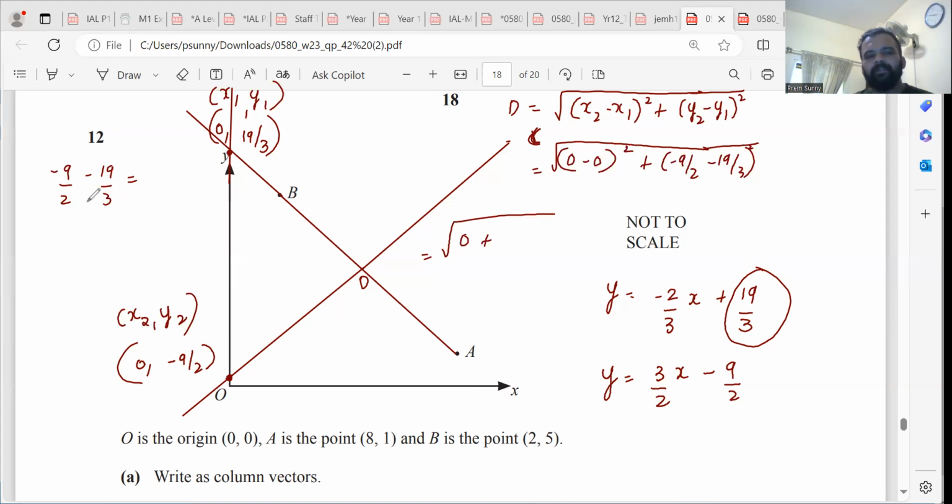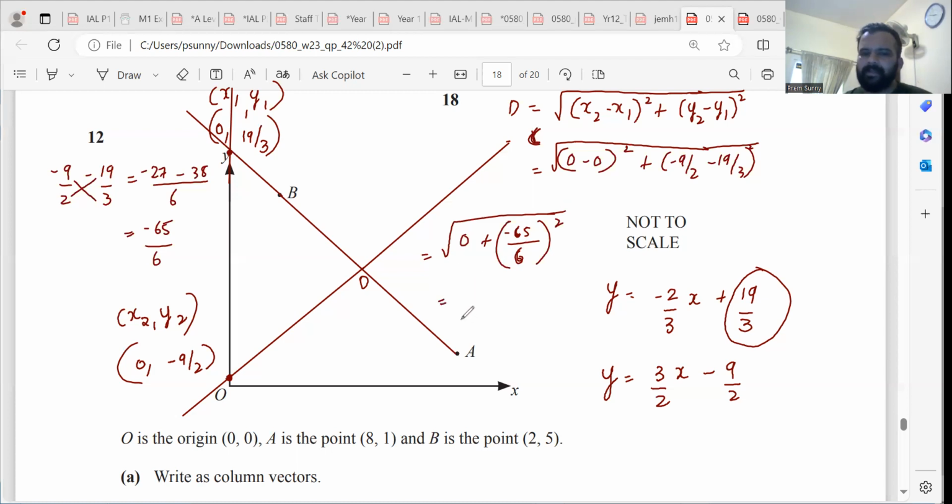To get the denominator, we multiply both the denominators. 2 into 3 is 6. To get the numerator, you cross multiply them. Minus 9 into 3 is minus 27. Minus 19 into 2 is minus 38. So minus 27 minus 38 is minus 65 divided by 6. So 0 plus minus 65 by 6, the whole square.